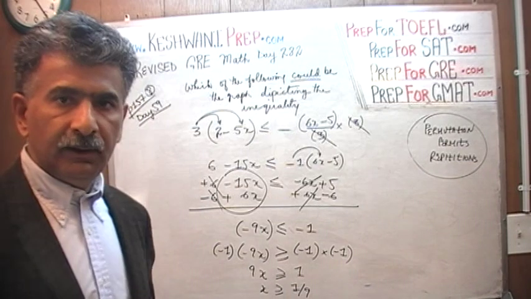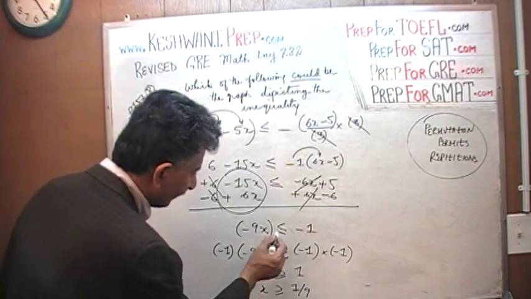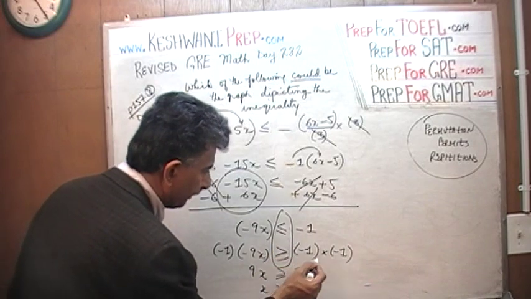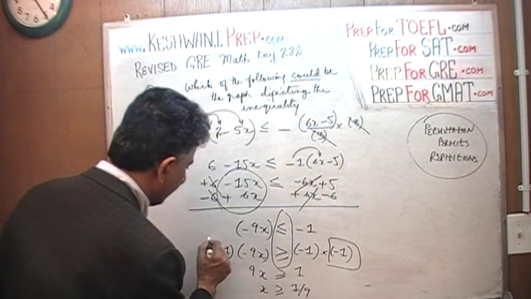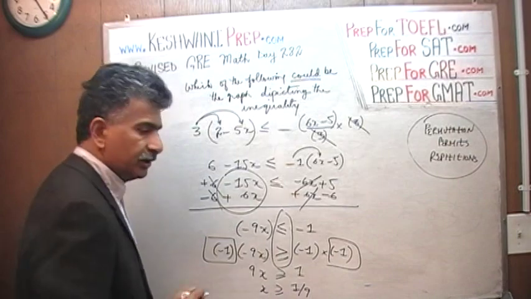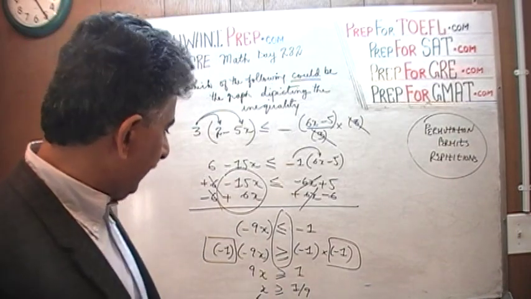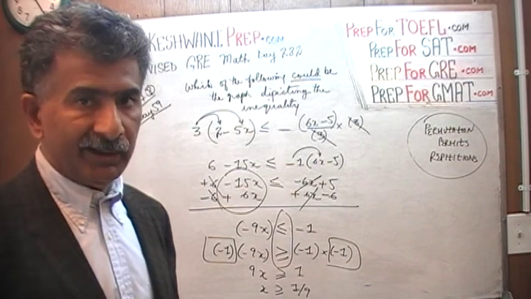And that's it. The tricky part was making the switch here when we multiply by negative 1. When we multiply both sides of the inequality by negative 1, we have to make the switch. And that's the only thing that's going to trip people up. X is more than or equal to 1/9.